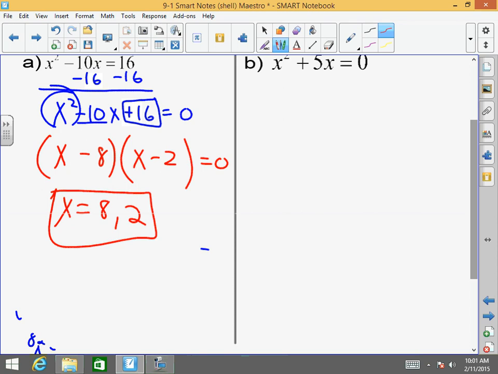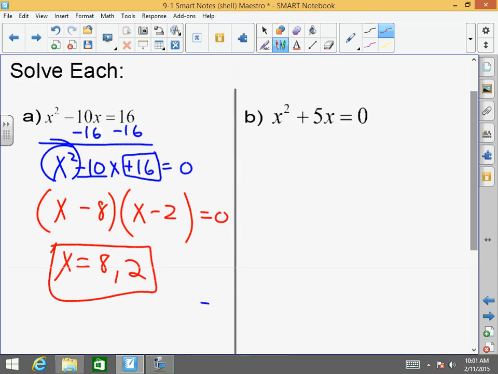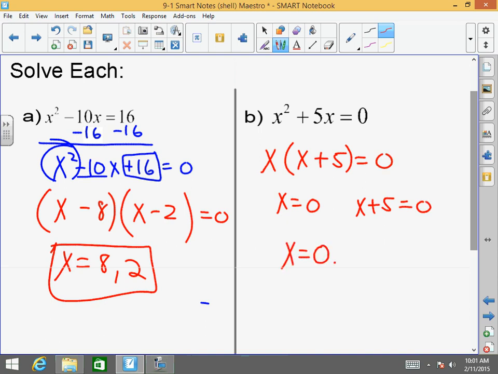x squared plus 5x equals 0. What can I factor out of x squared and 5x? An x. So then I'll have x times x plus 5 equals 0. Set x equal to 0, set x plus 5 equal to 0, x would equal 0 and negative 5.